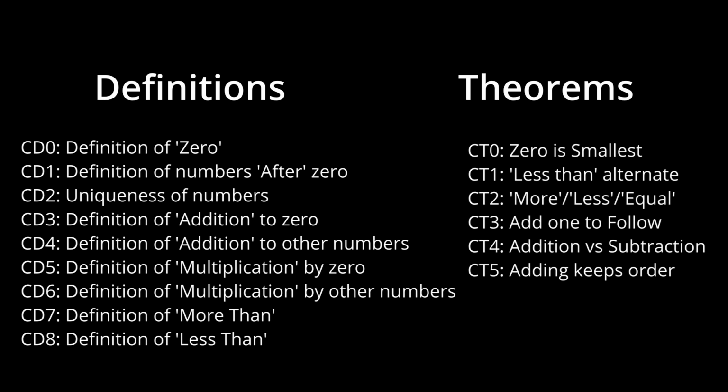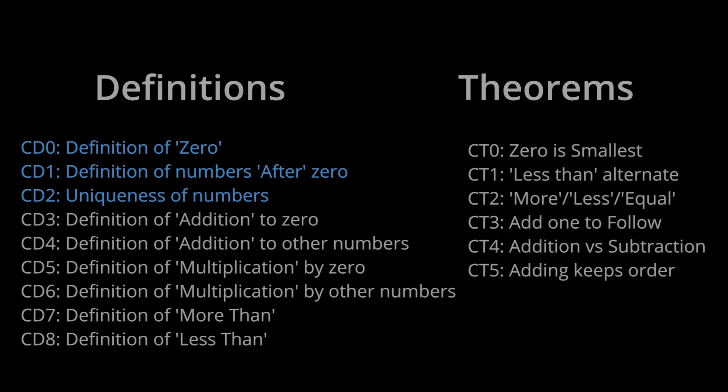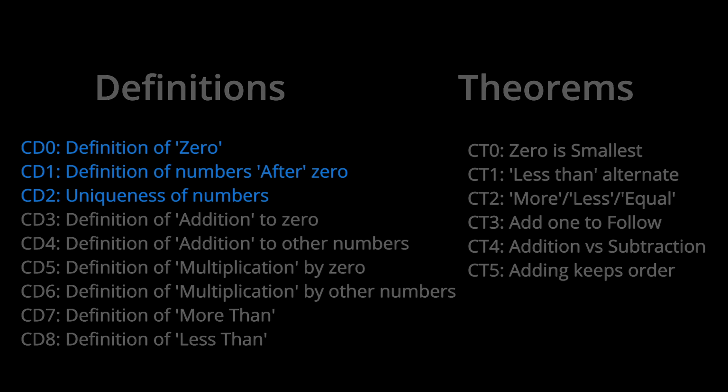There's one thing that still bothers me. With this labeling scheme, the 3 parts to the definition of numbers are CD0, CD1, and CD2, while the definition of addition is CD3 and CD4. It would be nice if there were some way to have these labels grouped together, so I could know that the first 3 of them are all talking about the same thing.